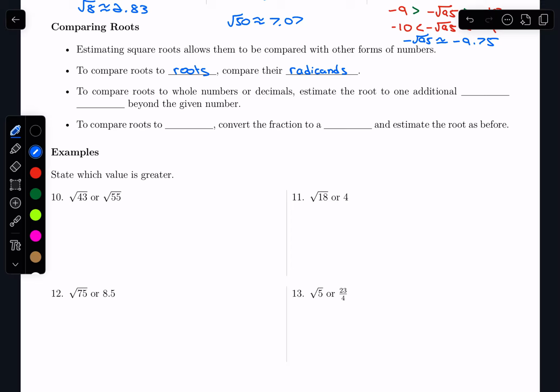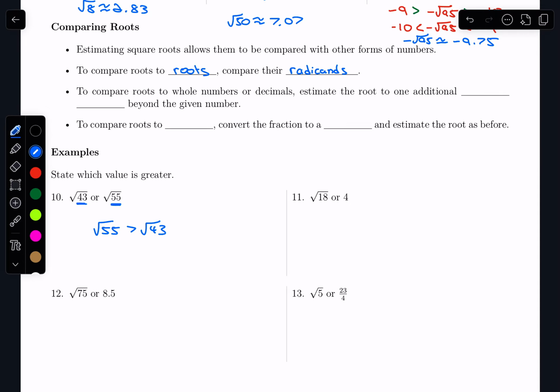We only have one of these, so real quick, let's look at number 10. It says state which value is greater, square root 43 or square root 55. All we have to do is compare 43 to 55. 55 is bigger, so square root of 55 is going to be greater than square root of 43. All we have to do there is compare the radicands. That's the easiest case. But we can also compare to other numbers.